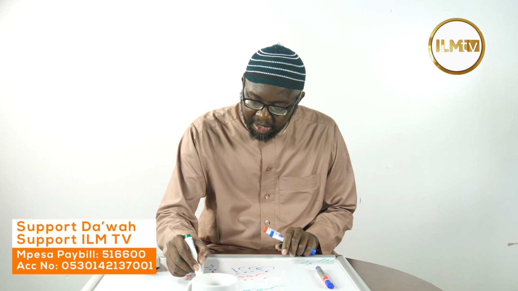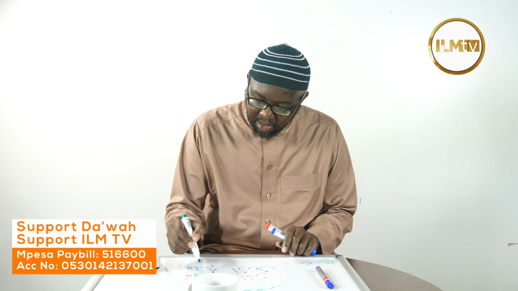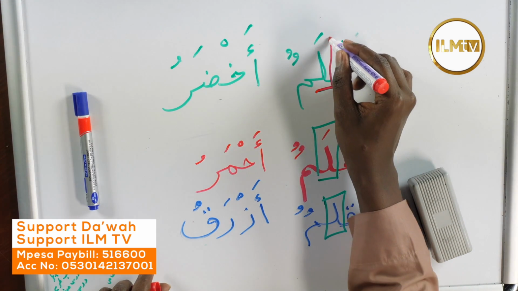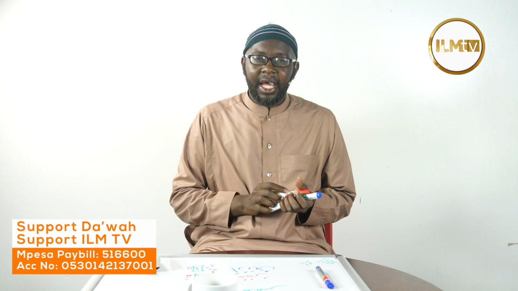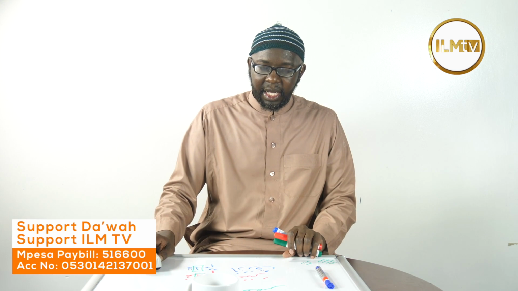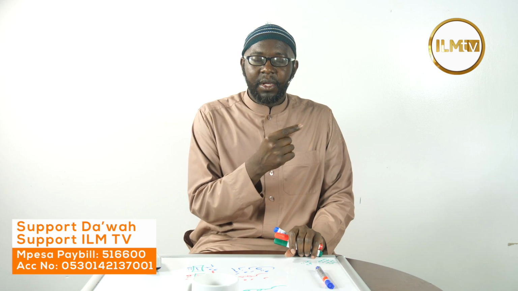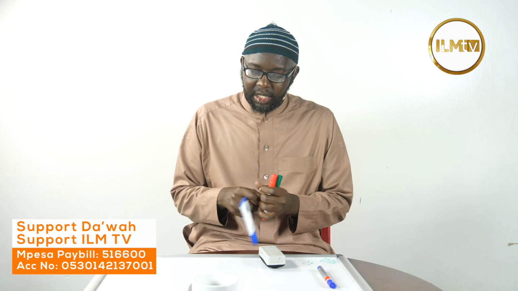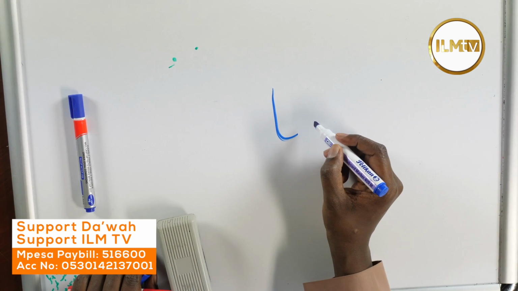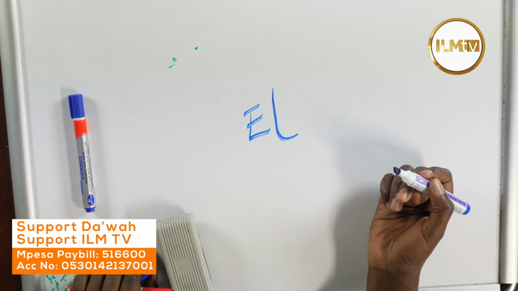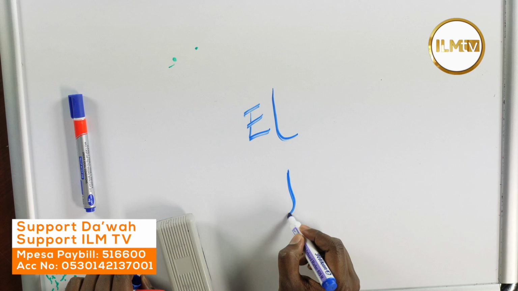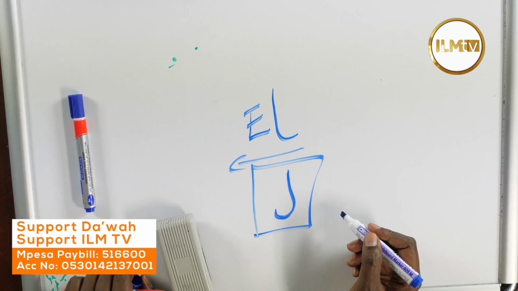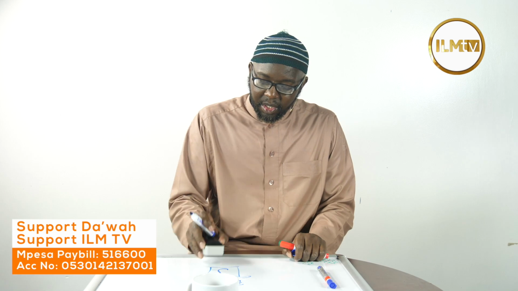The letter here in the middle. Qalamun. The letter L in Arabic is written like the L in English, but going the other way. In English, the L goes that way. But in Arabic, it goes this way. That's the Arabic L, going the other way.